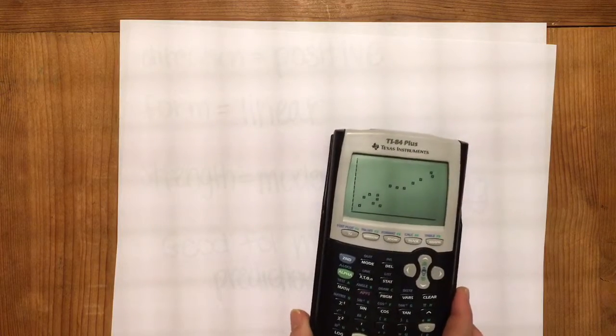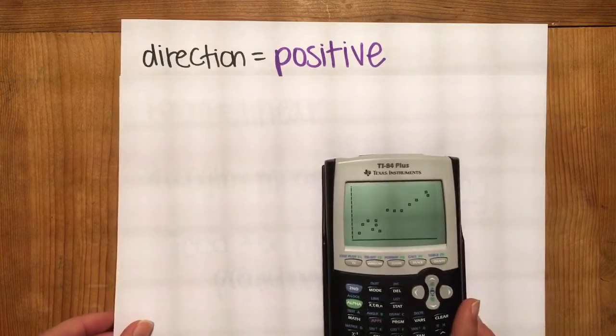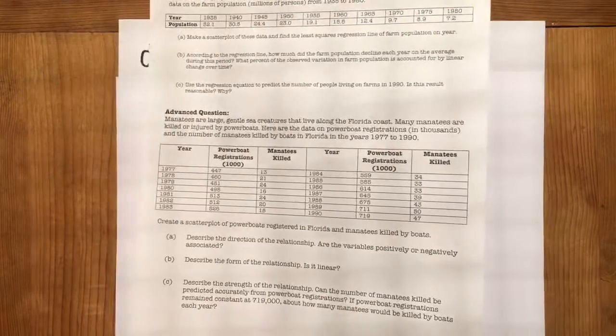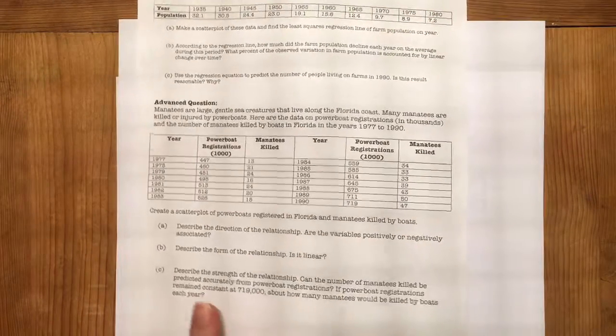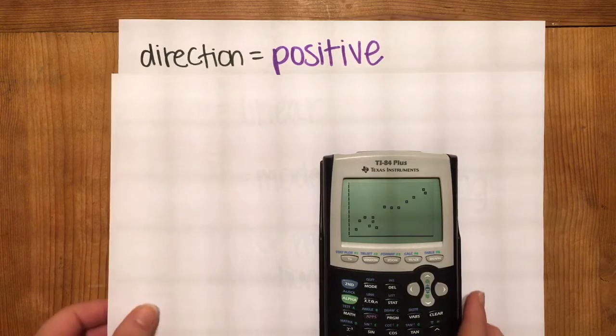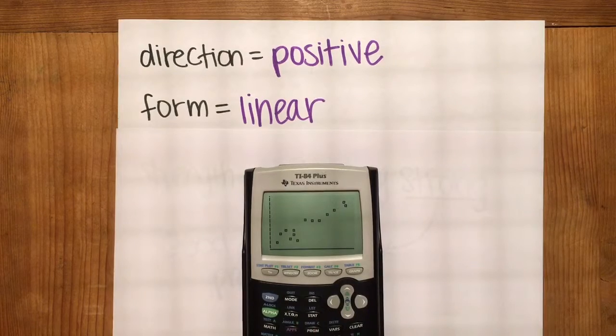So looking at this scatter plot, the direction of it is positively associated because it's going in an upward direction. Letter B says to describe the form of the relationship, and is it linear? The form is basically the shape of the correlation, so is it in a straight line or curved? And this one is more of a straight line despite it being a little wavy. So it has a linear form, approximately.